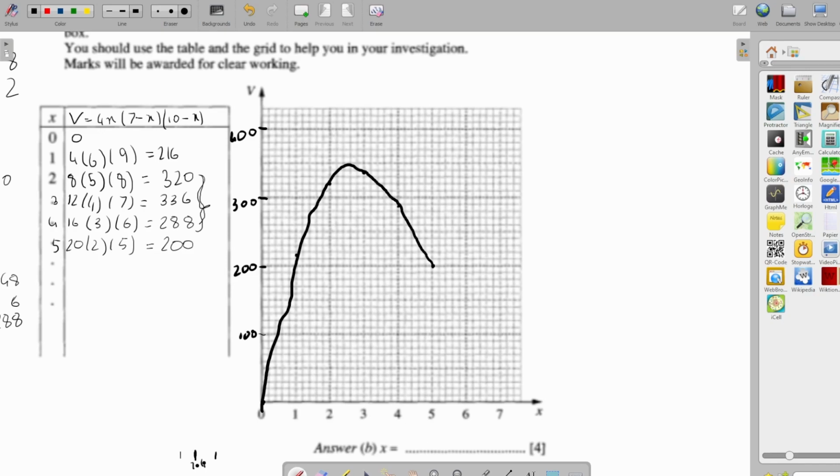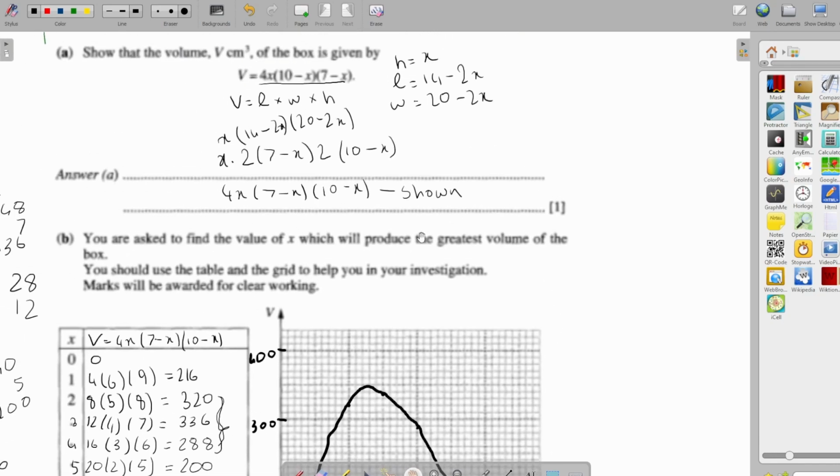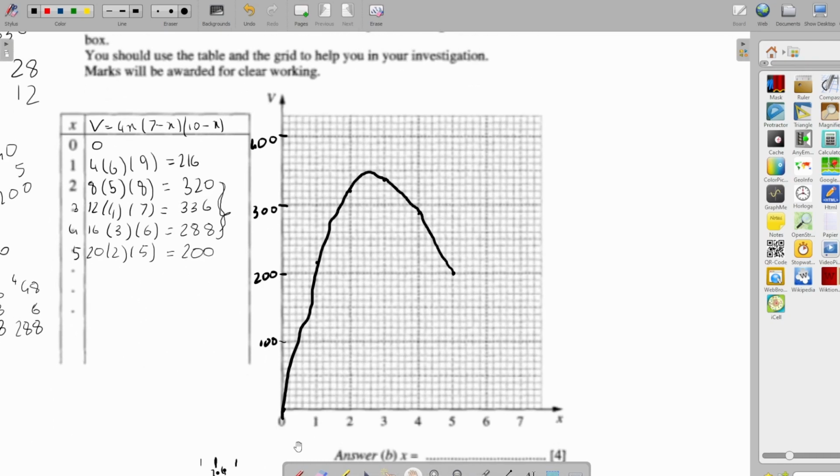And then what we need to know is the greatest volume. The greatest volume would be here, basically. It would be this one, and let's just draw a straight line to see where that reaches, and it's roughly 2.6, but it's between 2.2, 2.4, so it's between 2.5 and 2.6.